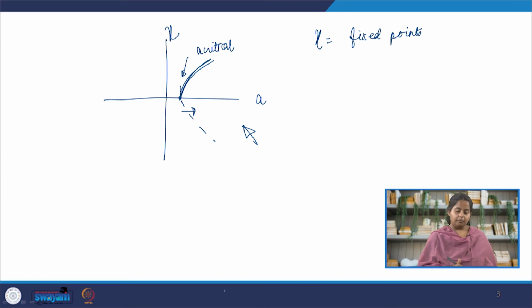Notice again, when a is less than 1, there are no fixed points. When a is equal to 1, there is one fixed point, half stable, half unstable. When a is greater than 1, we have two fixed points. One is unstable, one is stable. This is the classic example of saddle node bifurcation.